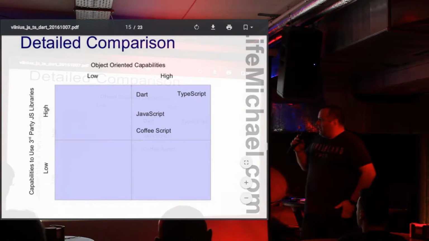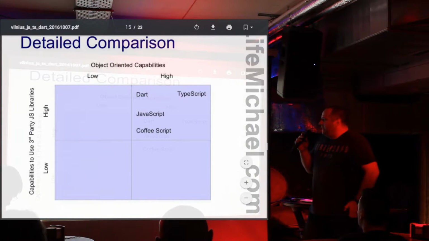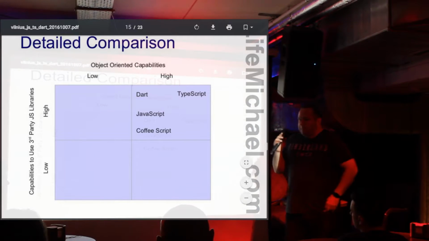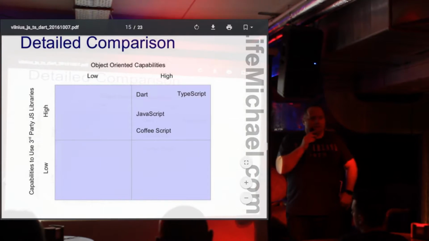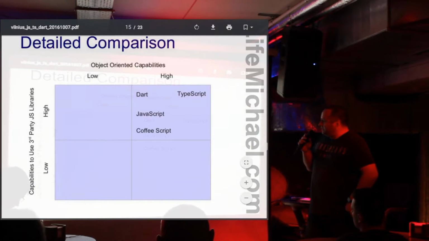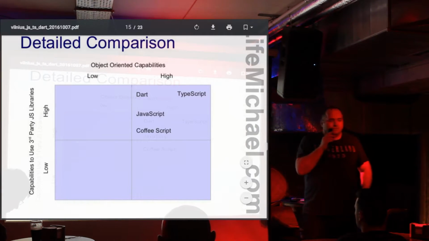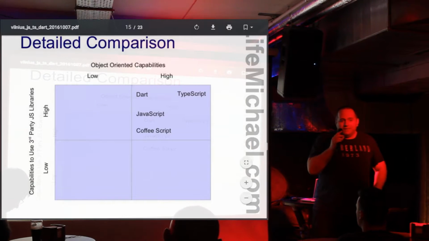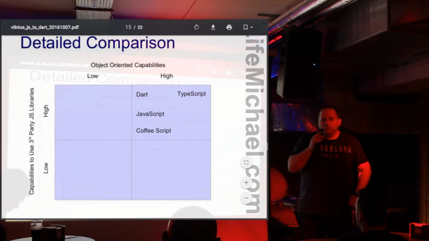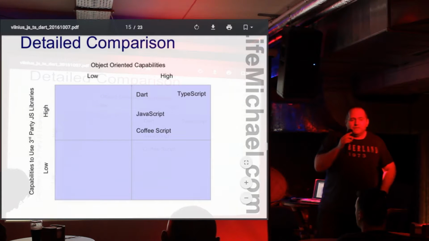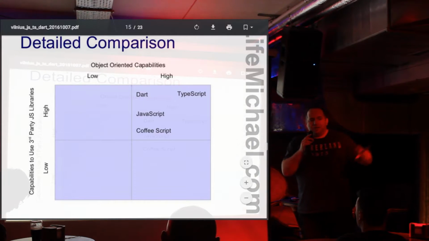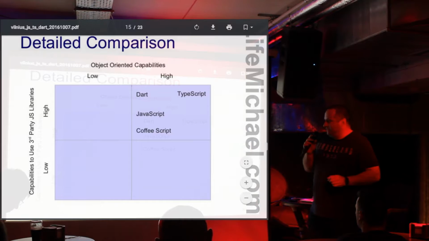Okay, regarding object-oriented, all options have capabilities. You can define classes, you can create objects. This is great. About using third-party JavaScript libraries, pay attention, you are not limited. When using TypeScript or Dart, you can easily use third-party JavaScript libraries.